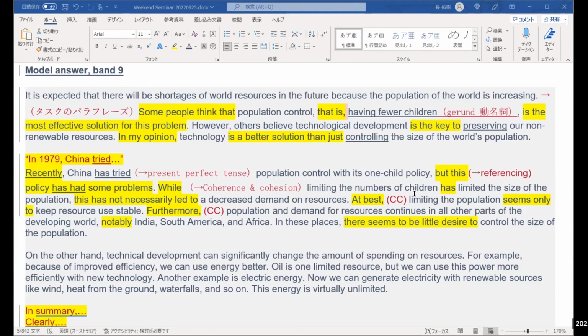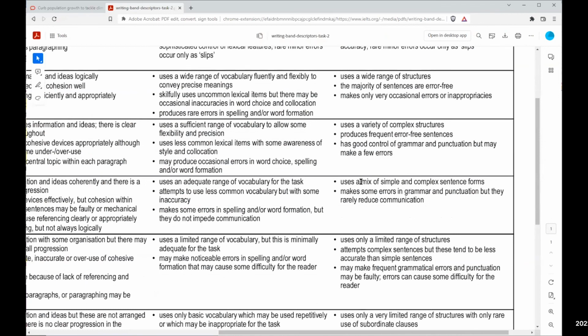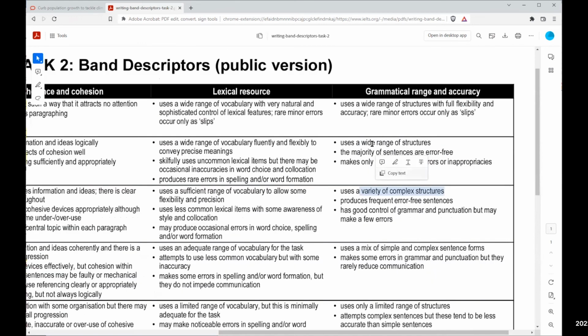So band 6, you have a mix of simple and complex sentence forms. Band 7, a variety of complex structures. A wide variety of structures. I suppose, yes, a wide variety of structures means not necessarily the most complicated sentence you can write all the time. No. And if you look at band 9, full flexibility. Flexibility means that you are flexible enough to use a short sentence when it's appropriate as well. You're not locked in to an idea of having to produce a particular type of sentence all the time.